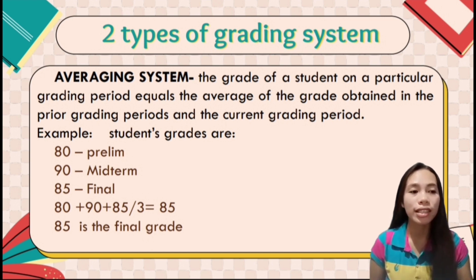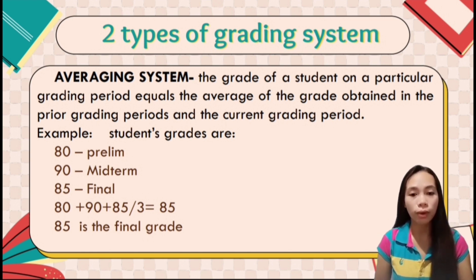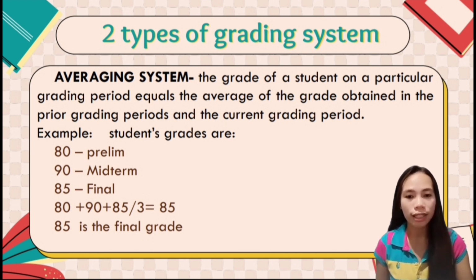So in the averaging system, the grades of the student from prelim, midterm, and final will be added together, and it will be divided by 3, and the result will be considered as the final grade of the student. For example, the student's grades are 80 in prelim, 90 in midterm, and 85 in the final. So it will be added together, 80 plus 90 plus 85, divided by 3, and that equals 85. That means the final grade of the student is 85.